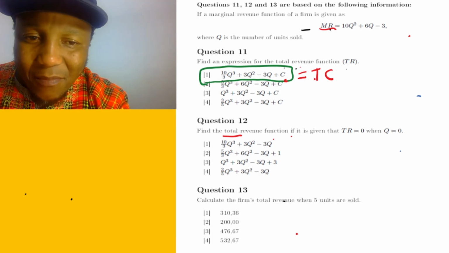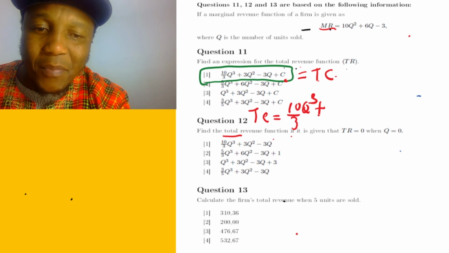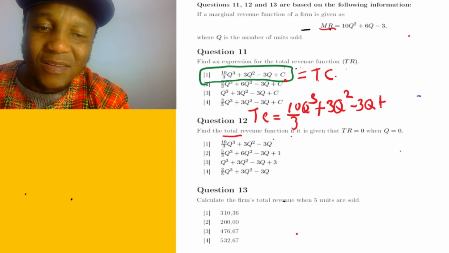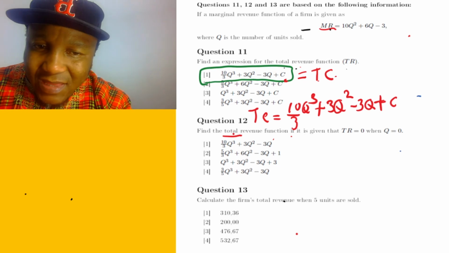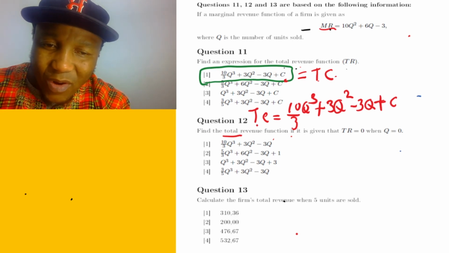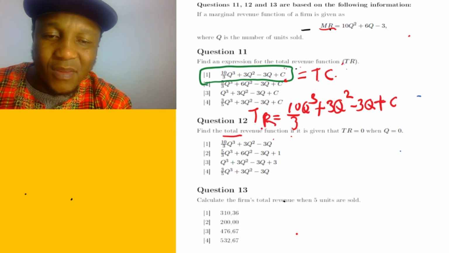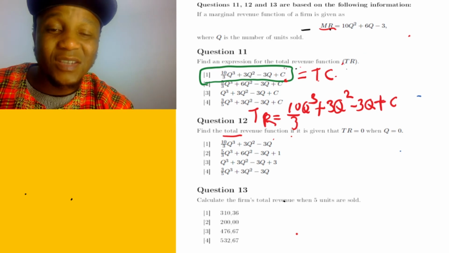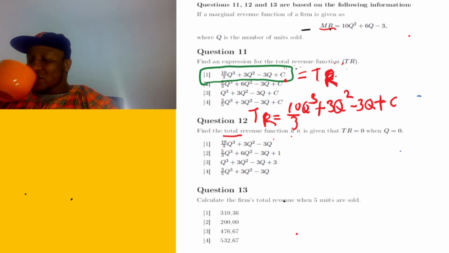So look, I'm going to say my total cost, let me read it right here: 10 over 3 Q cubed plus 3Q squared minus 3Q plus C. Now they say find the total revenue function, because this is the total revenue function. I will say total cost all the time. This is not total cost, it's total revenue. My apologies.